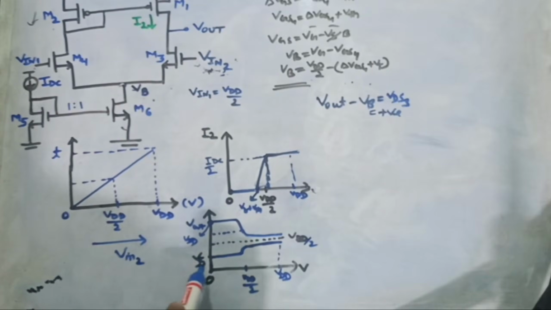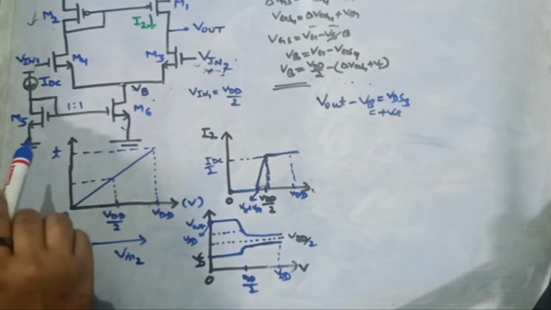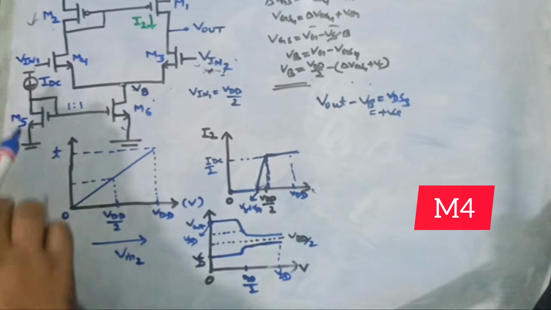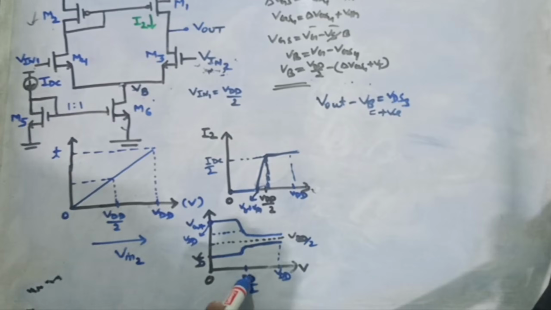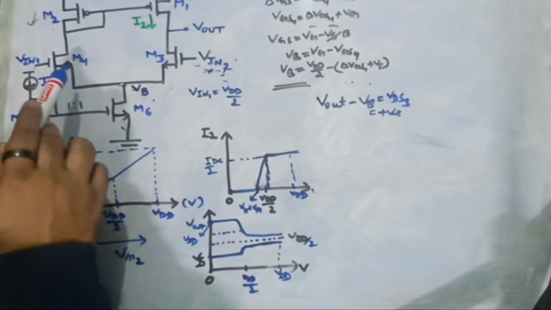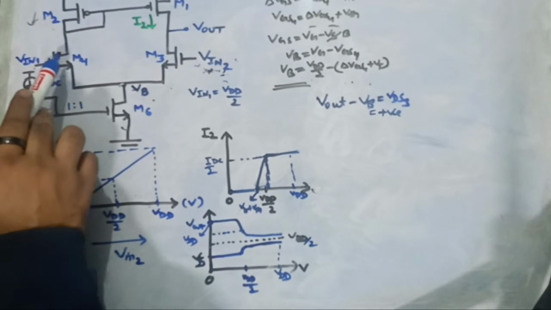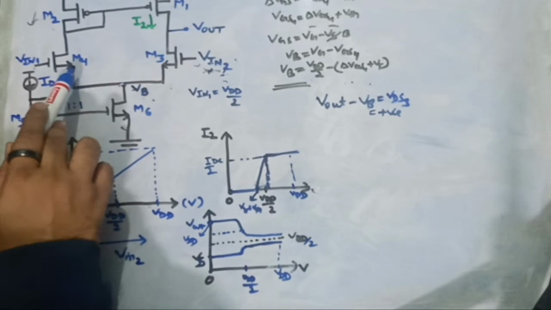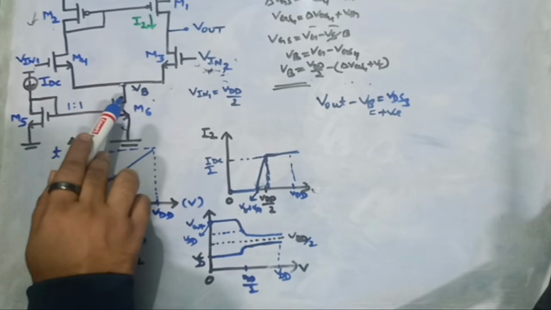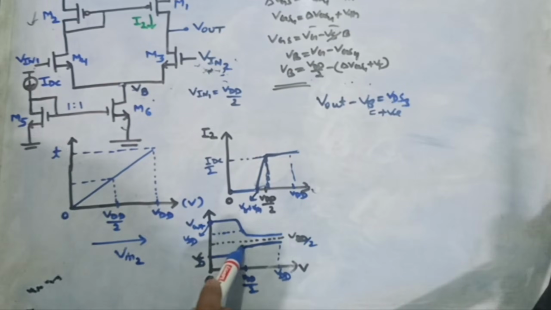Now if we talk about VB, initially it was having certain potential which was equal to VDD by 2 minus this VGS of MOS M1. When my input 2 reached VDD by 2, at that time VB was slightly higher because current was reduced from this MOS M4. Earlier the whole I current was flowing. Now it is I by 2. Since current was reduced, VGS was reduced and VB was slightly increased. So that's what we have shown here.